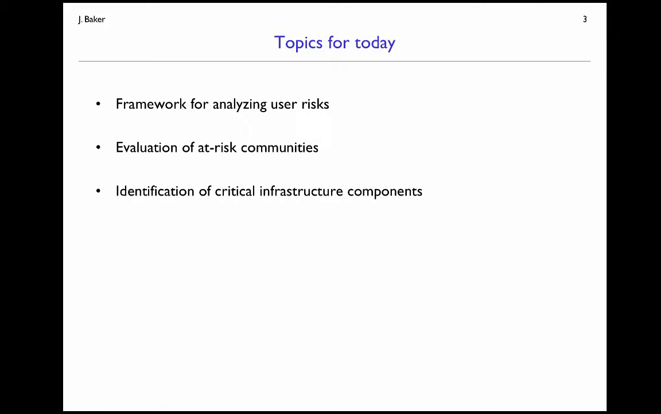So what I'm going to talk about in this presentation is first to discuss a framework for analyzing user risks in a transportation system like this. We're going to use the San Francisco Bay Area network as an example. And then we're going to utilize that framework to identify at-risk communities, and I'll discuss a little bit about some of our current thoughts on identifying critical infrastructure components.